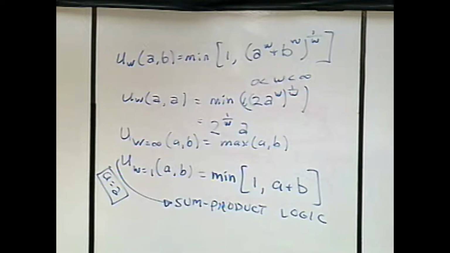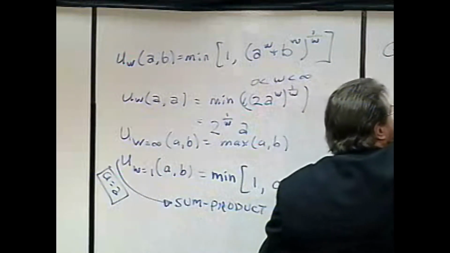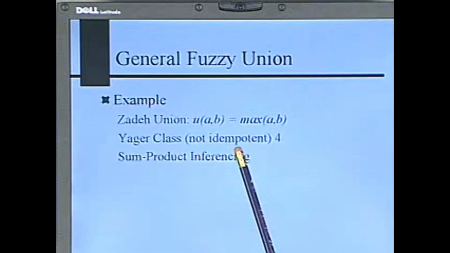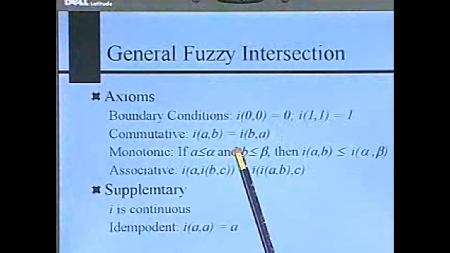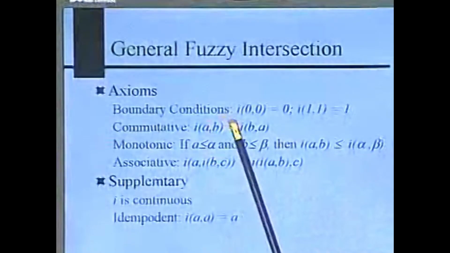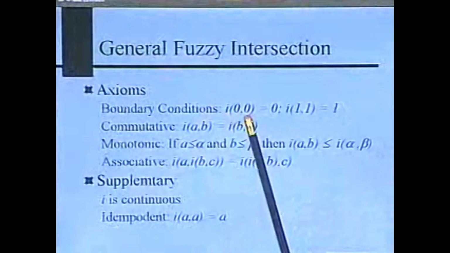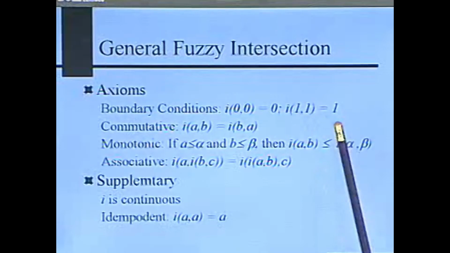Let's look at general fuzzy intersections. We have, just like in the union case, different axioms which we have to obey in order to perform an intersection. We would like it, first of all, to meet the boundary conditions. That is, if we take this fuzzy intersection and we look at it at 0 and 0, we hope to get out a logic 0. And if we look at it at 1 and 1, we hope to get out a 1. So these are the boundary conditions where the fuzzy intersection operation at these points meets the Boolean intersection operation.